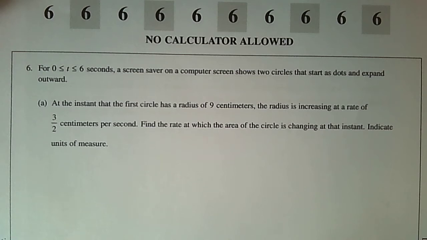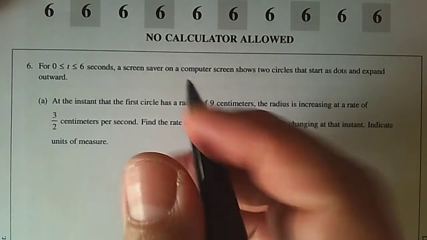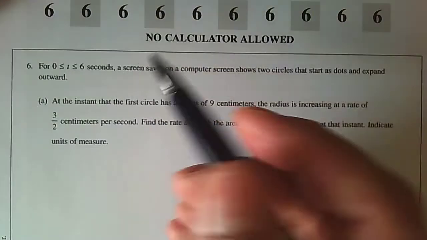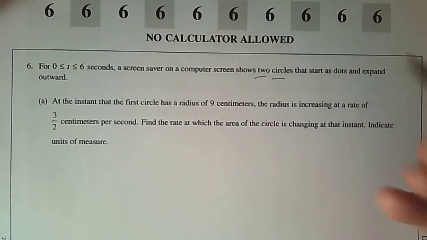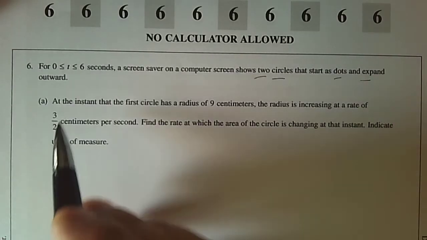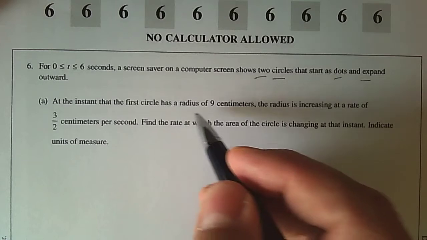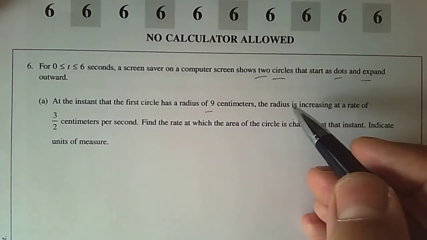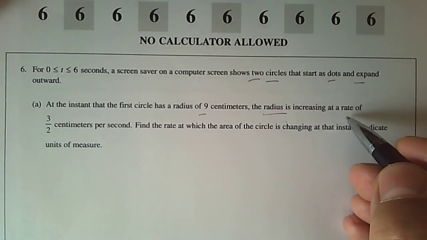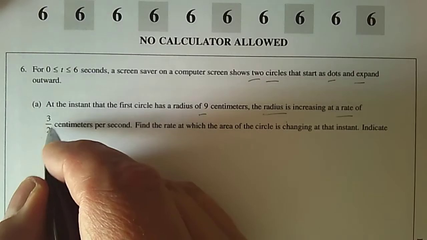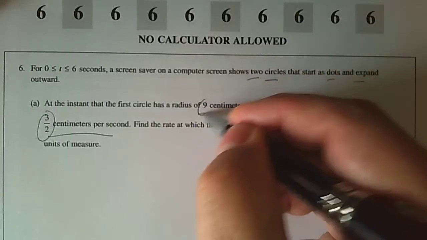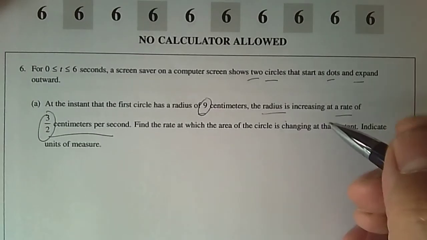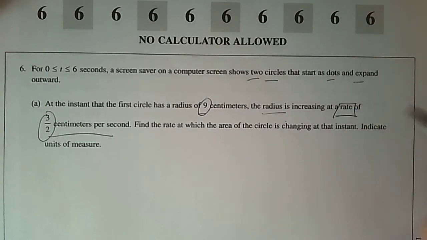Here is your free response question for today. From 0 to 6 seconds, a screensaver on the computer screen shows two circles that start as dots and expand outward. At the instant that the first circle has a radius of 9, the radius is increasing at a rate of 1.5 or 3/2 centimeters per second. So we'll annotate it a bit. This word rate is important.